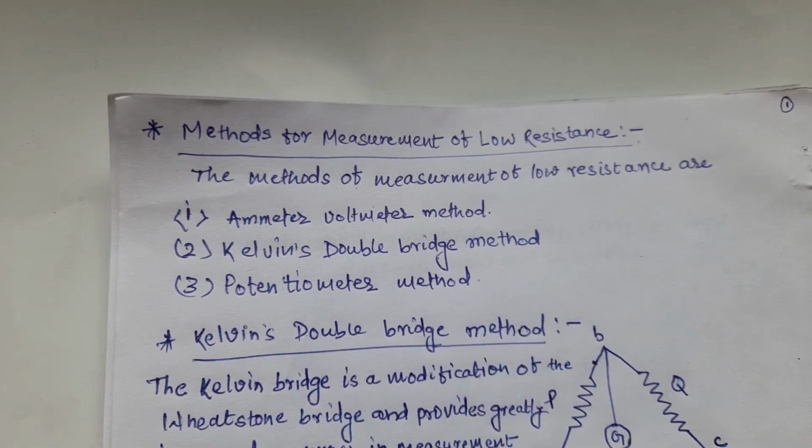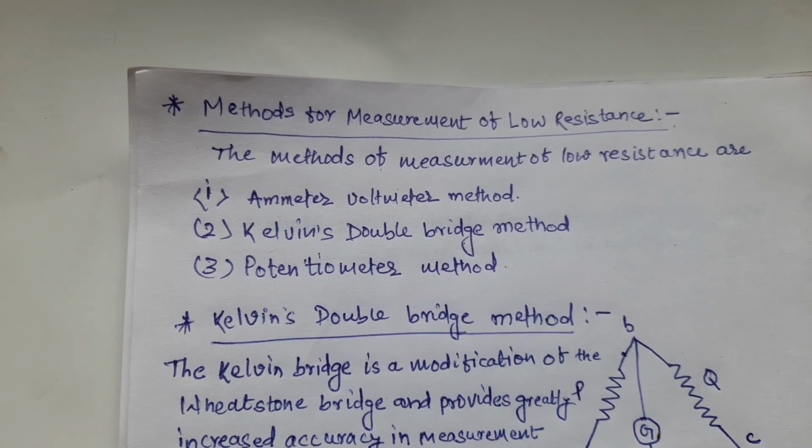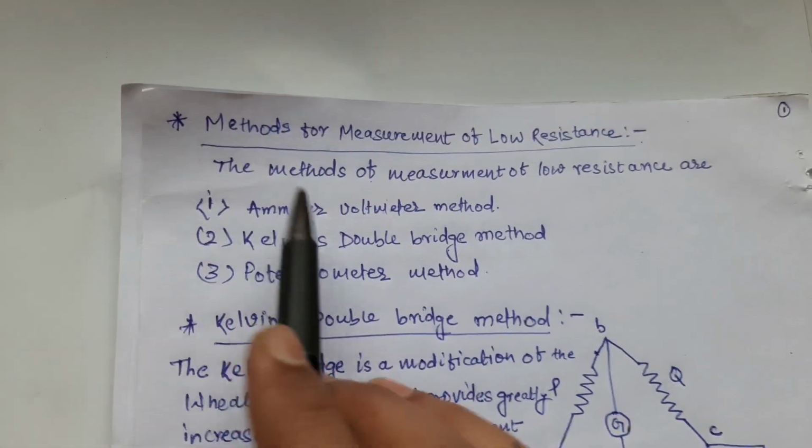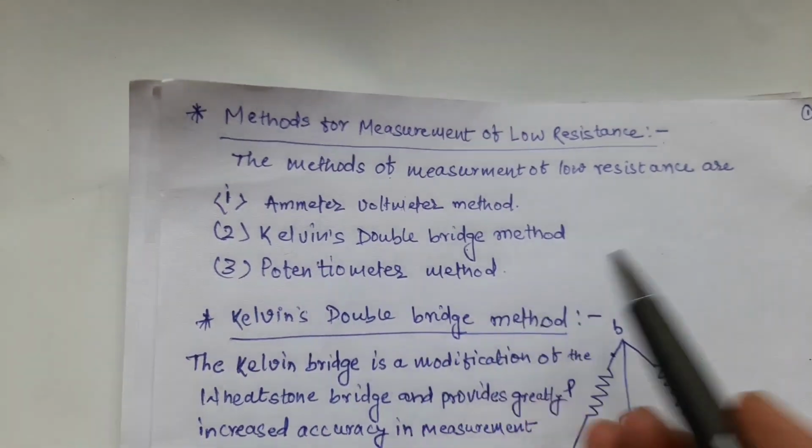Today's topic is methods of measurement of low resistance. The methods of measurement of low resistance are mainly of three types: the ammeter-voltmeter method, the Kelvin double bridge, and the potentiometer method.